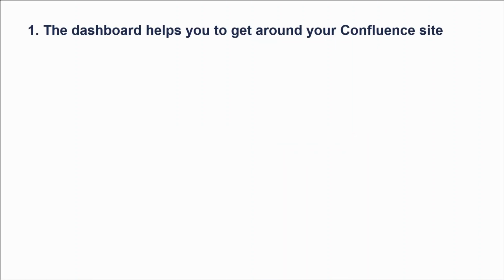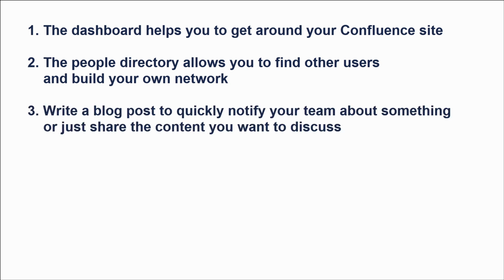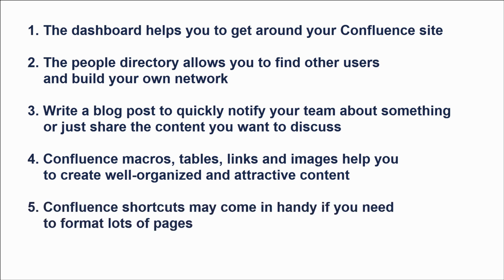At the end of our lesson, let's sum up the following facts. The dashboard helps you to navigate around your Confluence site. The People directory allows you to find other users and build your own network. You can write a blog post to quickly notify your team about something or just share the content you want to discuss. Confluence macros, tables, links, and images help you to create well-organized and attractive content. Confluence shortcuts may come in handy if you need to format lots of pages.